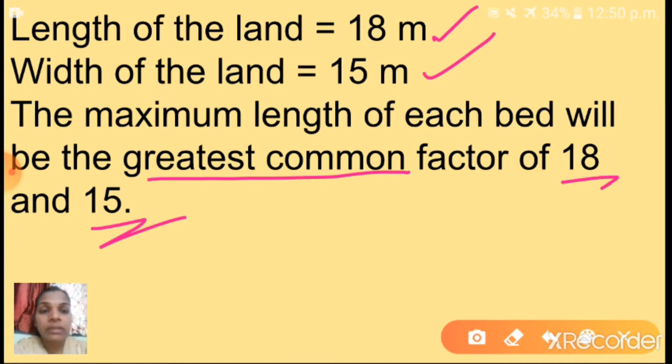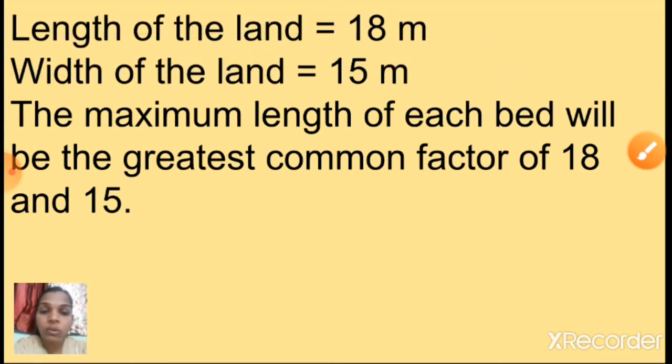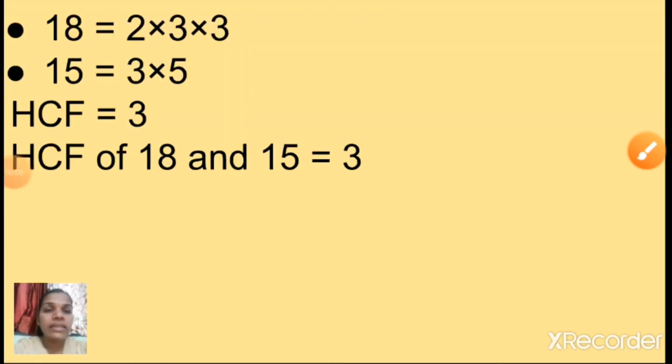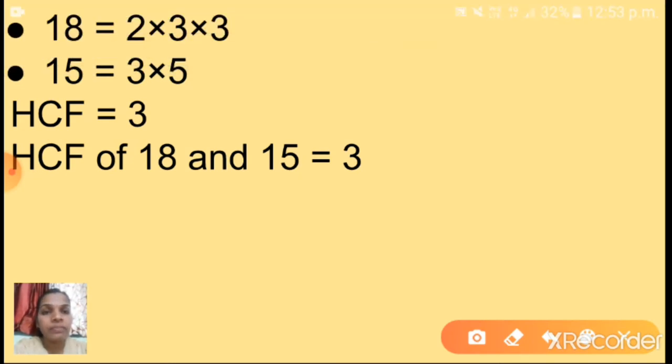So to find the maximum length of each bed, we have to find the highest common factor. Greatest means highest. Highest common factor of 18 and 15. Can you find it? Yes, see here. These 3 steps you have to write in your notebook, and then the highest common factor of these two numbers, 18 and 15. Okay, 18, it's so easy.